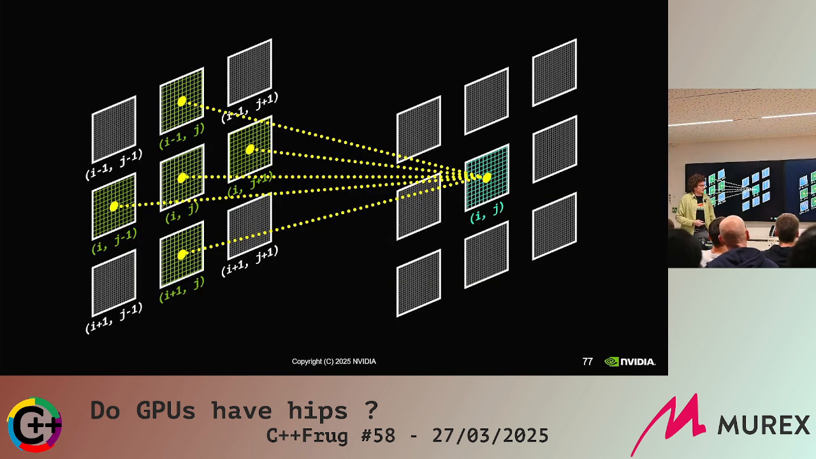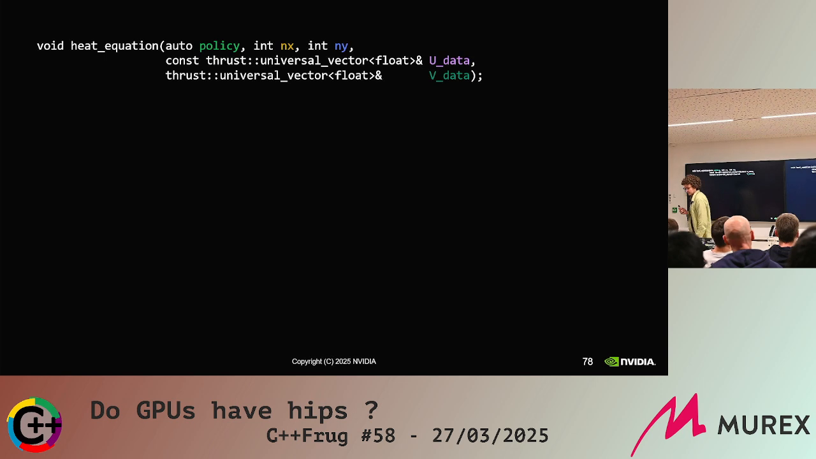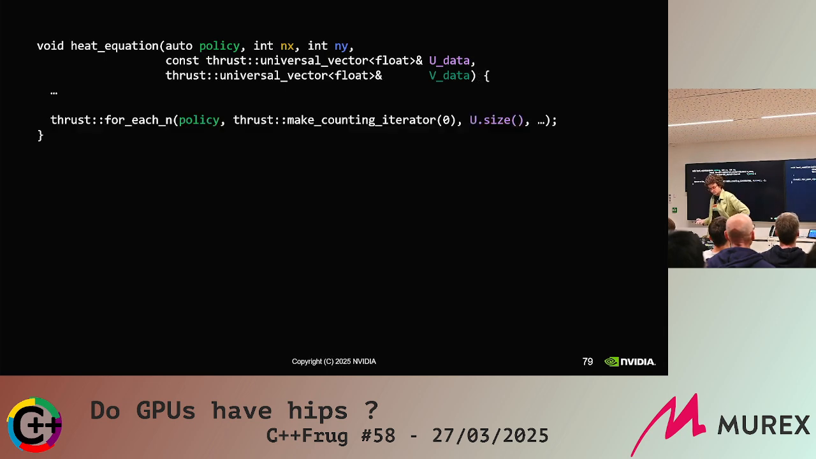So we're going to simulate my oven on a 2D grid by solving the heat equation numerically with a 5-point stencil. So our solver function is going to take a thrust execution policy, the dimensions of the grid, and 2 universal vectors, u, which represents the current state, and v, where the next state will be written to. So we'll use a thrust for_each_n over a counting iterator to implement our stencil. And the for_each_n lambda will need to capture the grid.